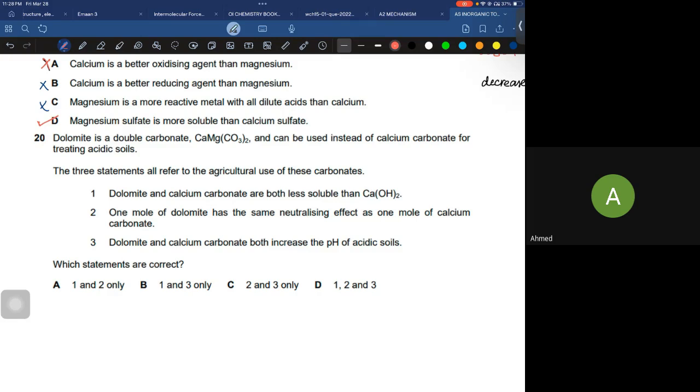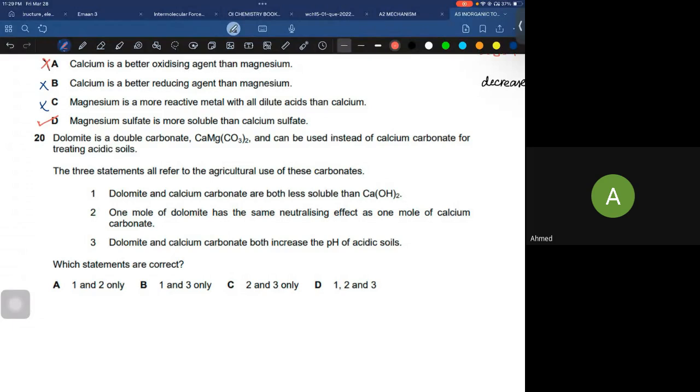चलो मैं बताता हूँ. Dolomite is a double carbonate and can be used instead of calcium carbonate for treating acidic soils. Three statements all refer to the agricultural use of these carbonates. Statement 1: Dolomite and calcium carbonate are both less soluble than calcium hydroxide. So, yeah, this is correct.